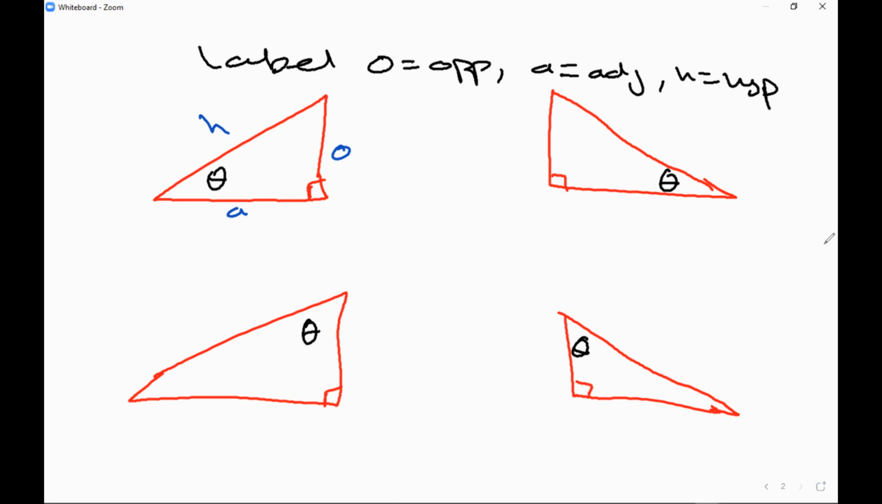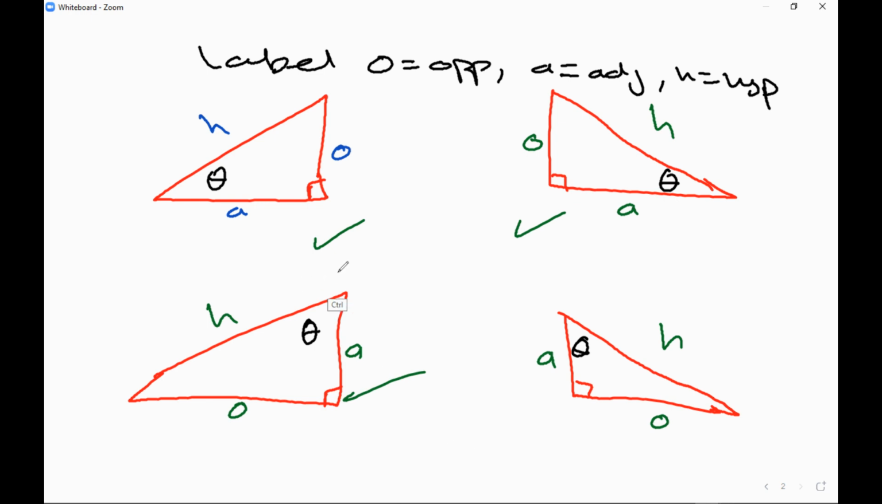Top right. Okay, I'll put the answers and you can check. All right, cool. You got it? Okay, cool.